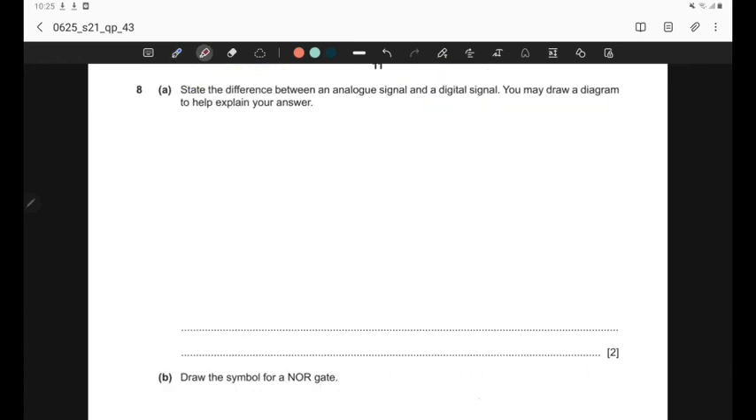Question 8, part A. State the difference between an analog signal and a digital signal. You may draw a diagram to help explain your answer.